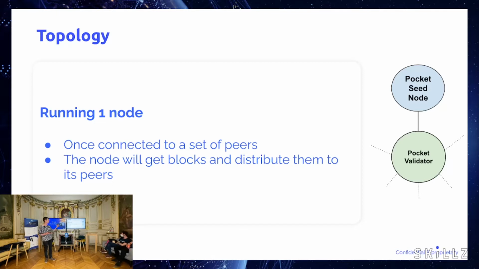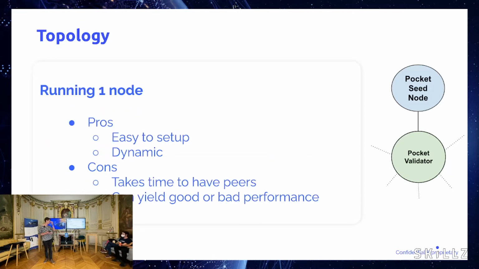Once it's connected to peers, it will start getting blocks and distribute them to its peers, and things are going to go well. So this setup is very easy to put in place because you don't need specific constructs. It's dynamic. You don't need to edit your configuration in weird ways. You just need to point your node to a seed node, and then things are going to work.